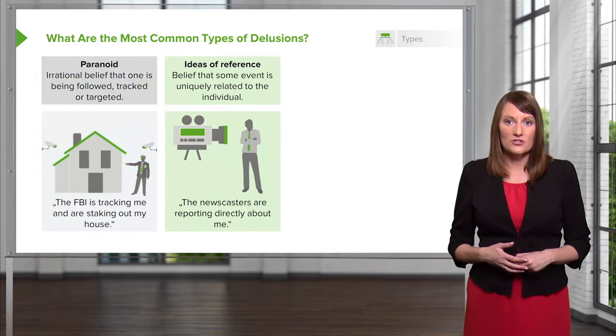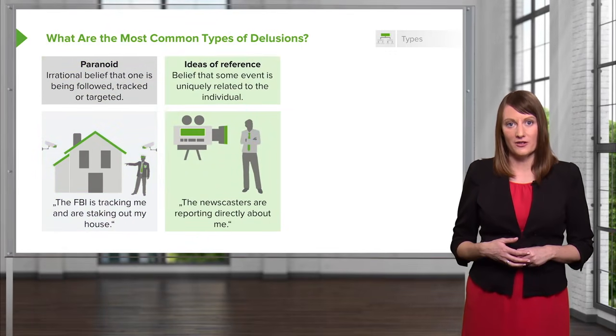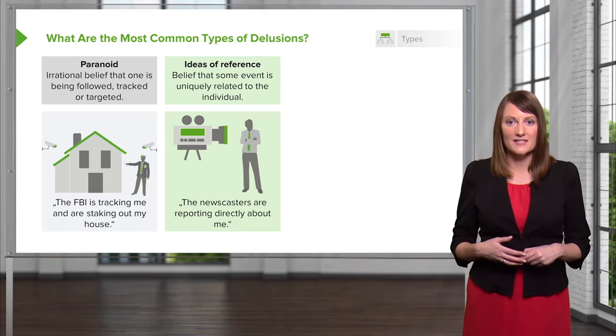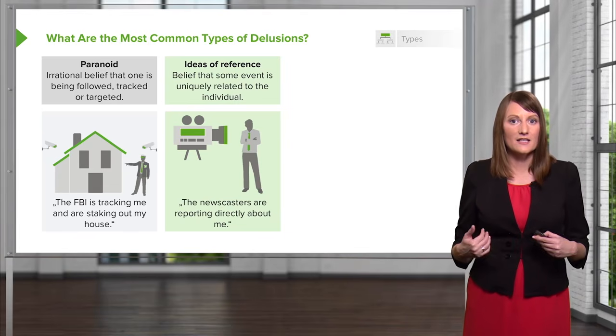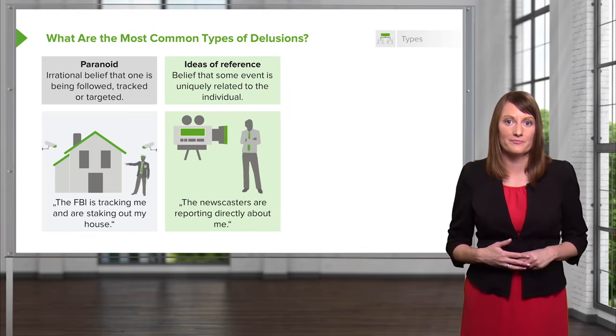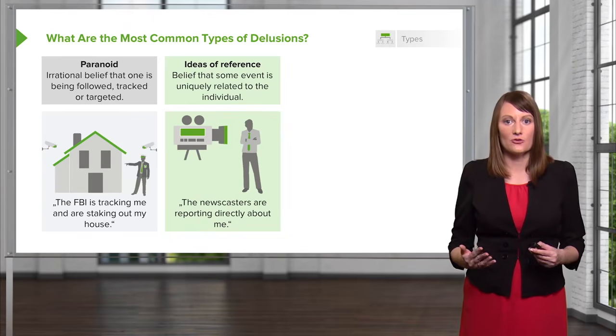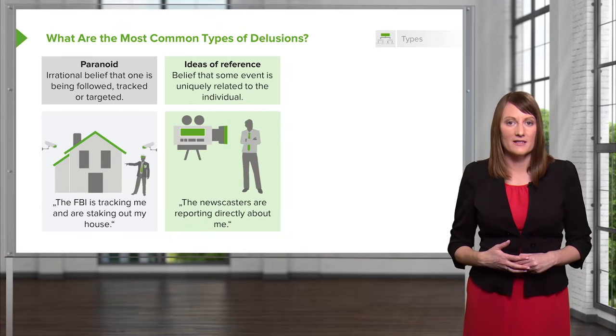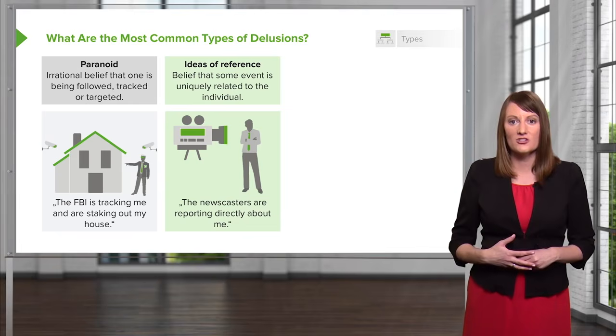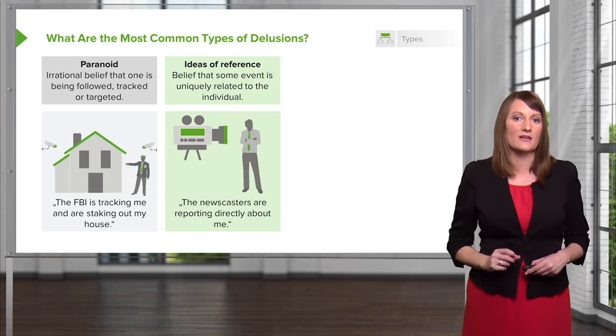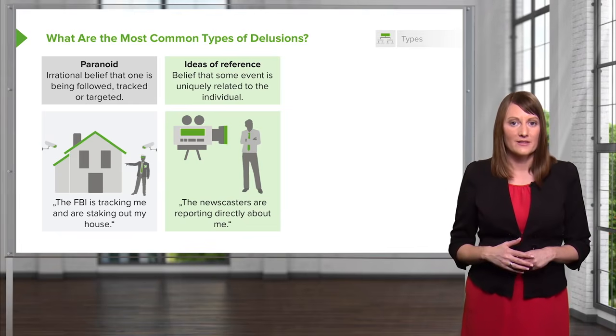Another common type of delusion is an idea of reference. This is a belief that some event is uniquely related to an individual. So consider the patient who says, newscasters are directly reporting about me. This patient believes when they watch TV that people are actually talking about themselves.